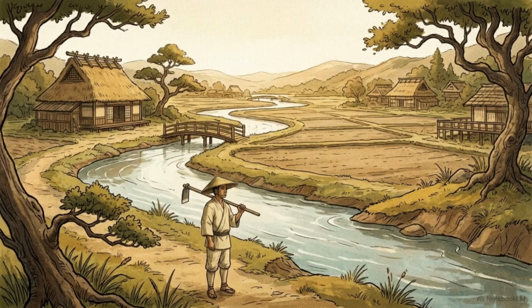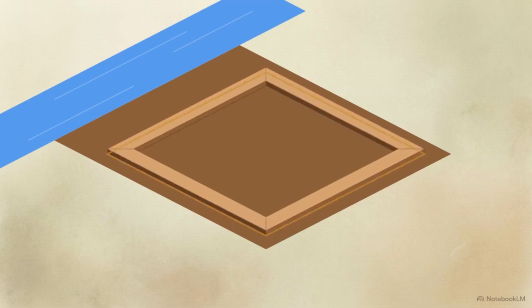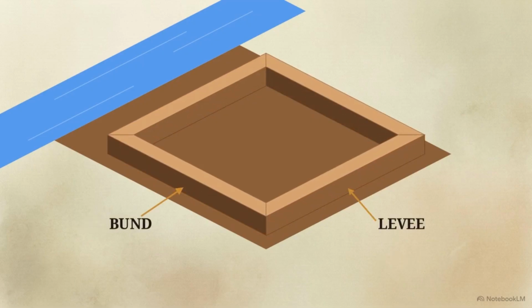Your first task is construction. After clearing a flat section of land, you must build low earthen perimeter walls around the field. These are known as bunds or levees. Once the perimeter is secure, you channel water from a nearby river or stream into the contained area, transforming the dry soil into a shallow, human-made wetland.